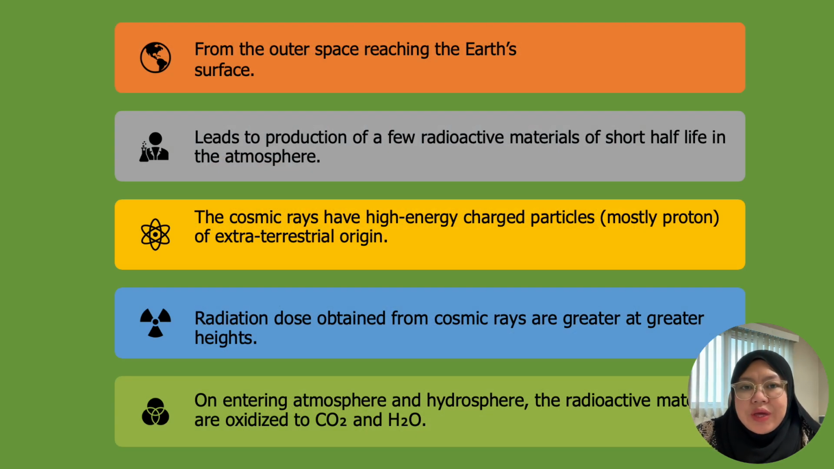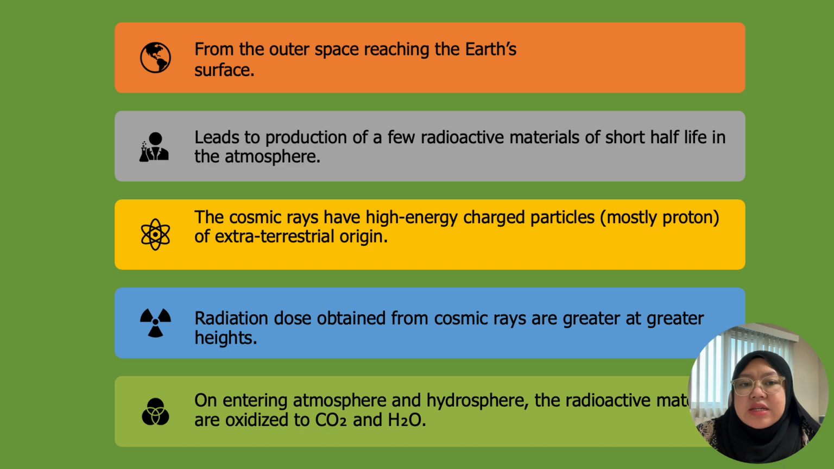Now let's take a look at one of the key natural sources of radiation, which is cosmic rays. First, cosmic radiation originates from outer space, constantly bombarding the Earth's atmosphere. These high energy particles are part of our natural background radiation. Second, as these rays enter the atmosphere, what happens? They interact with the air molecules and lead to the formation of short-lived radioactive materials. Although temporary, they still contribute to radiation exposure.